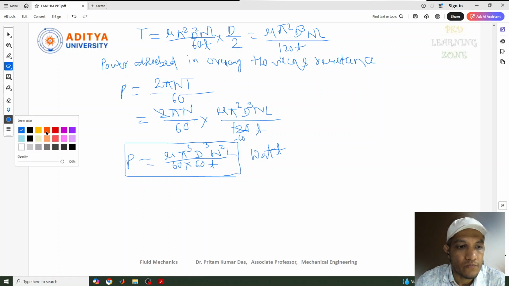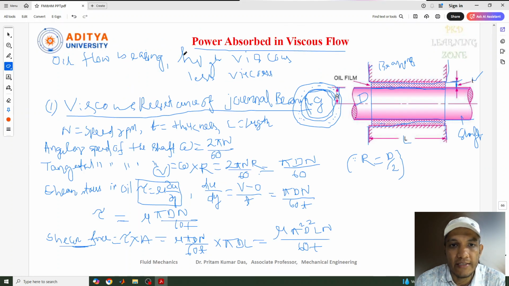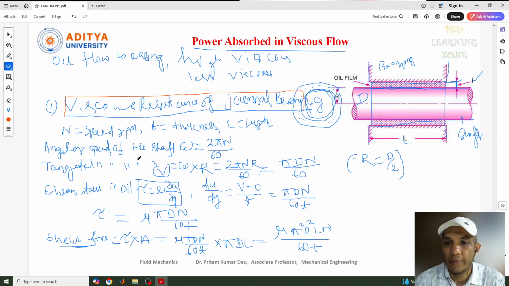Now if you see from the starting what we discussed here, as I told, there are 3 types. Out of these 3 types, this is one type: the viscous resistance of a journal bearing. Journal bearing, as I told, this is the bearing part, this is the diameter of the bearing part, and this is the diameter of the shaft, and in between these two we have an oil film. So to overcome the resistance between them, or for a smooth flow of that.